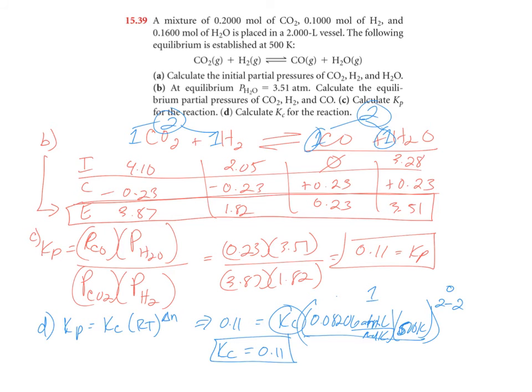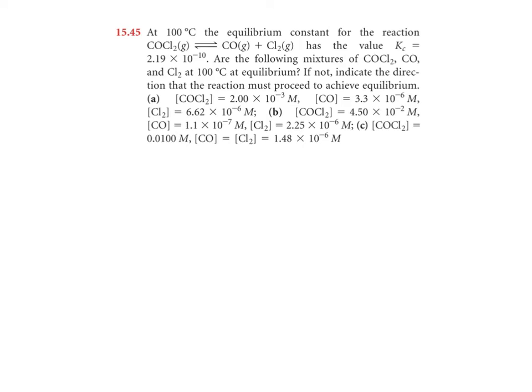Okay, so that's 39. 45 here gets into our video on applications of the equilibrium constant, looking at reaction quotients. So I'll just do part A here. For part A, it says at 100 degrees Celsius, the equilibrium constant for the reaction, phosgene in equilibrium with carbon monoxide and chlorine gas, has the value K sub C equals 2.19 times 10 to the negative 10th. Are the following mixtures of phosgene, carbon monoxide, and chlorine gas at 100 degrees Celsius at equilibrium? If not, indicate the direction that the reaction must proceed to achieve equilibrium.